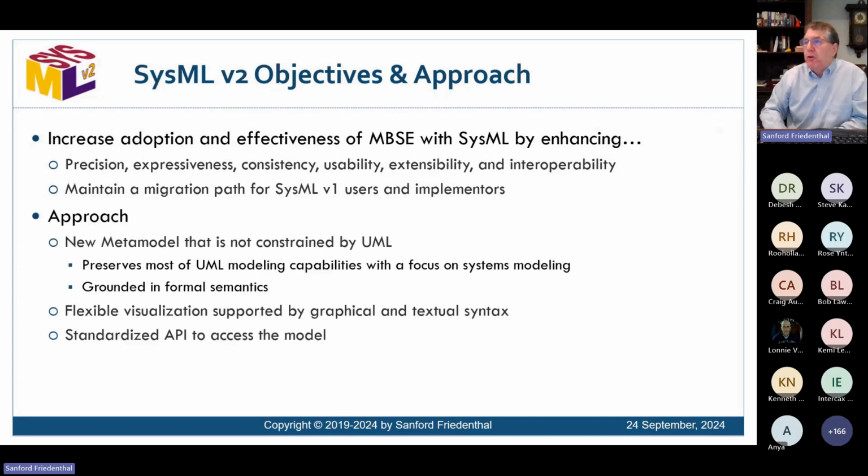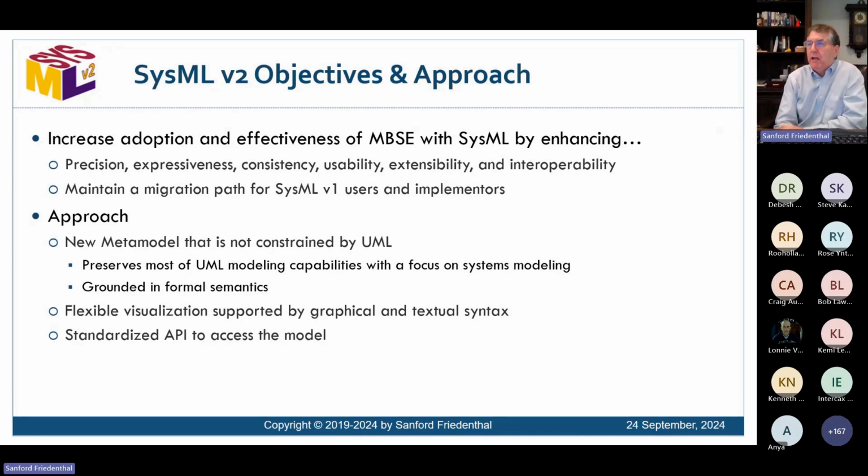The approach that we took was to introduce a new metamodel that is no longer constrained by UML. SysML v1 was constrained by UML, and UML, of course, was designed for software modeling. In this new metamodel, we preserve many of the UML modeling capabilities, but we put the focus on system modeling. And this new metamodel is grounded in formal semantics from the beginning, which we didn't have with UML.